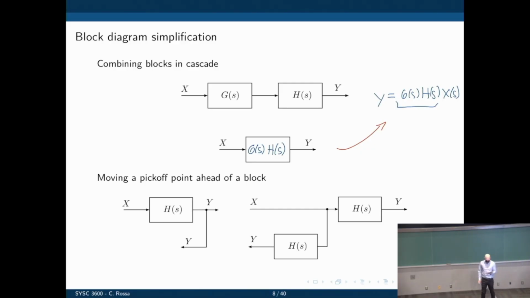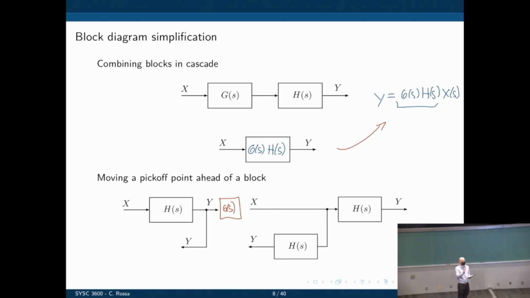Okay, this is the most fundamental operation we can do. Now let's do some other special operations that will help us simplify these blocks. The next one is moving a pickoff point ahead of a block. Let's assume that we are dealing with this signal here. And for example, there is a function there, a function g of s. We know that h of s and g of s are in cascade, so we could potentially multiply them.